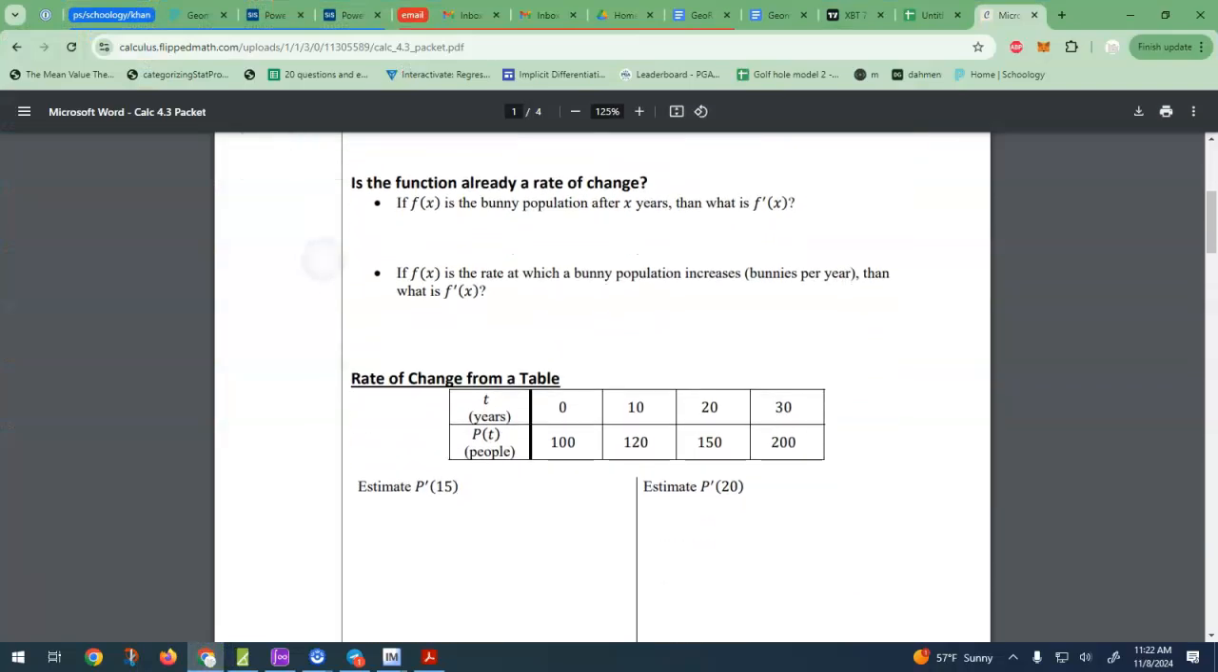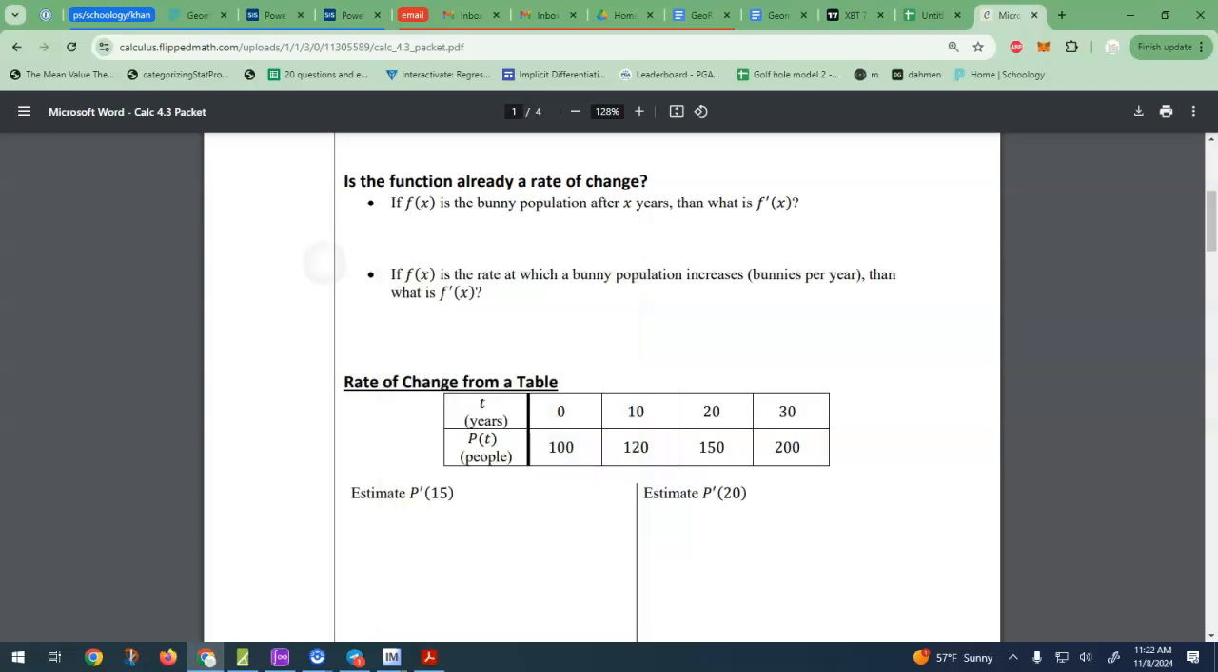We got into a little bit of this yesterday, but just make sure you know what level you're at before you start labeling things. So if f of x is bunnies, this is a really cute class, we got emojis, bunnies, then what would be the label on f prime? Bunnies per year, because it has to be a velocity.